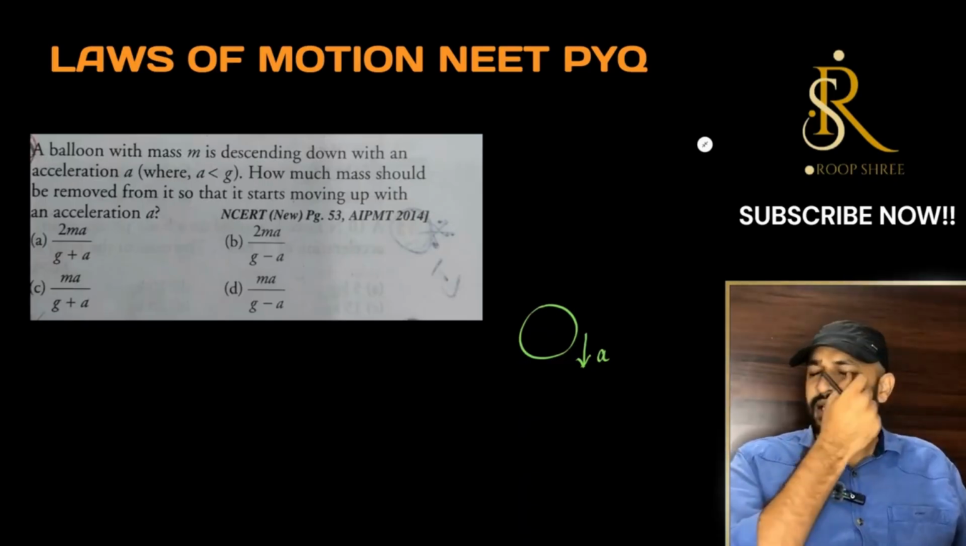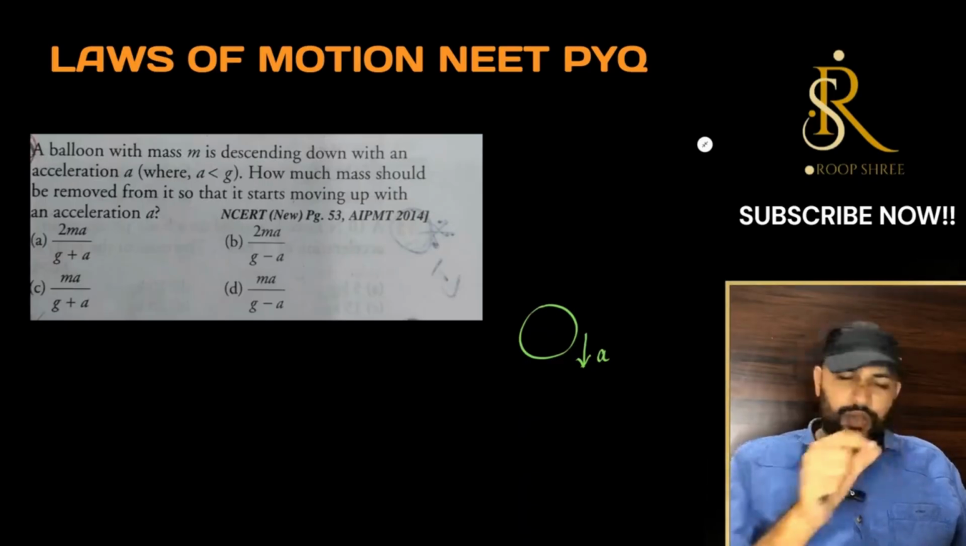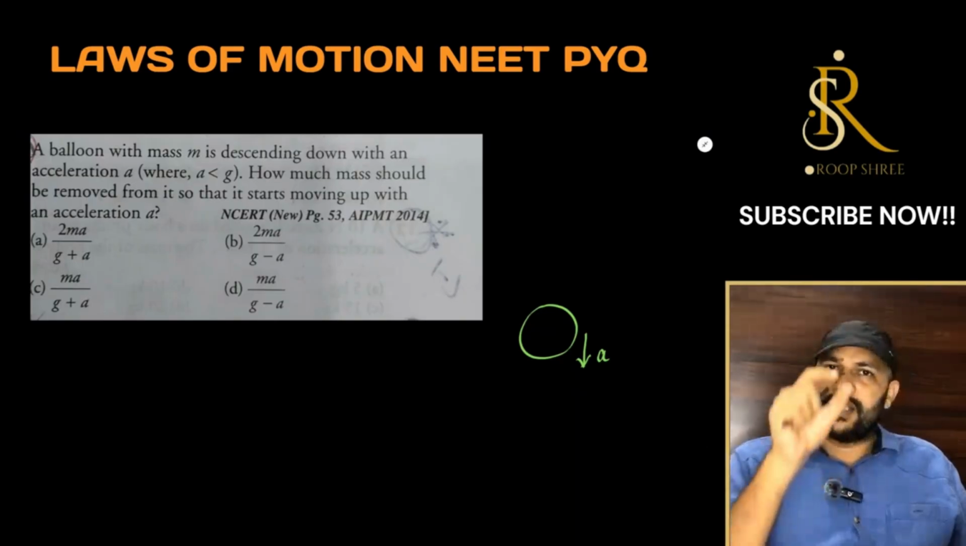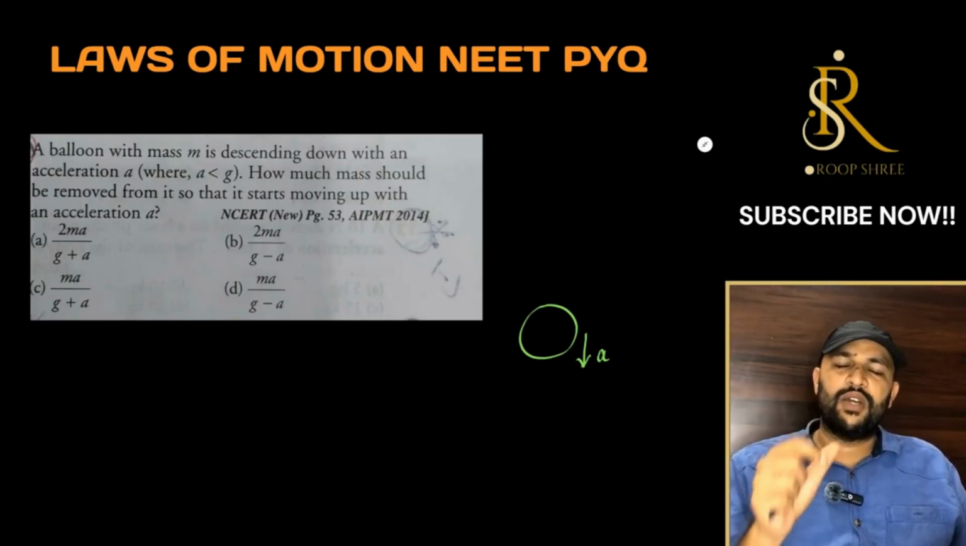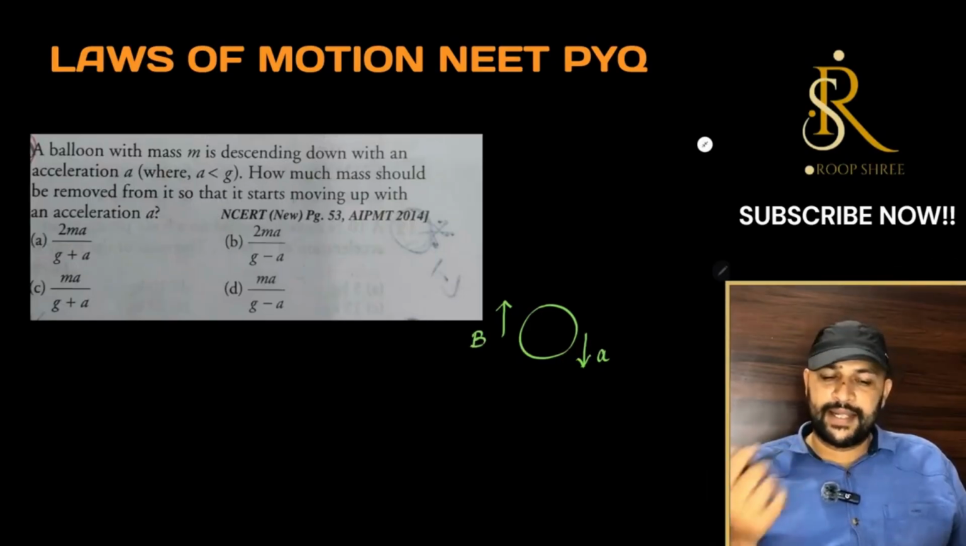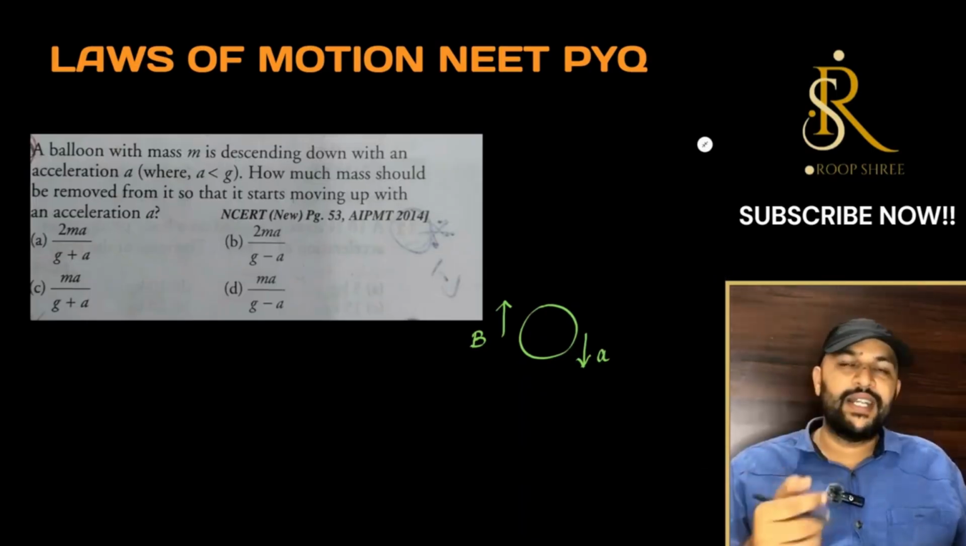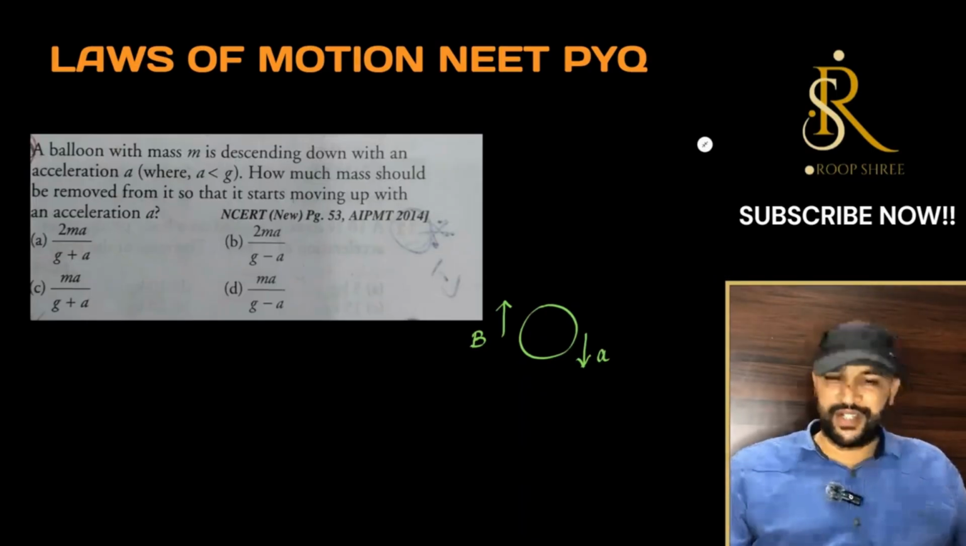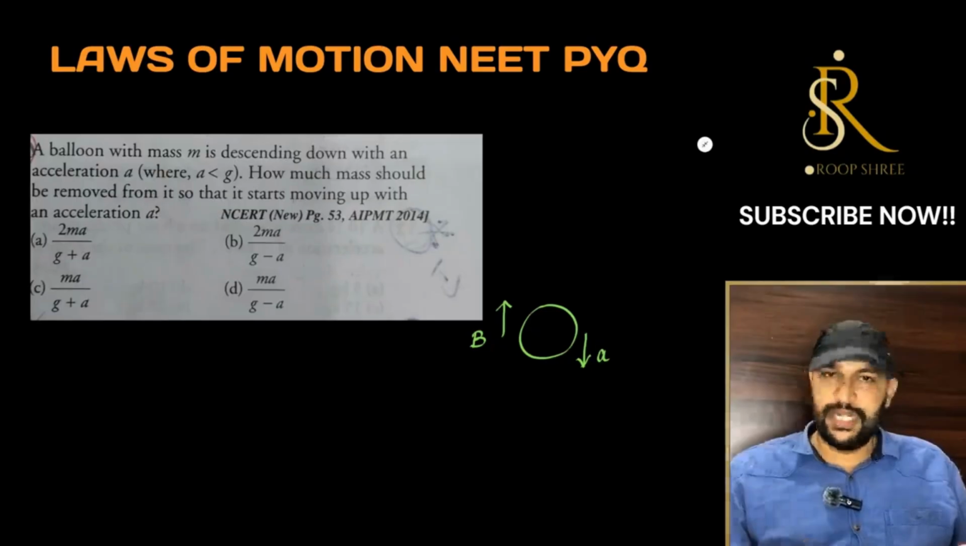Let's break this problem down. If this is our balloon and it is descending down, it is descending because of the weight. The weight is downward, and the buoyant force is acting upward. The balloon goes up because of the buoyant force. Let's call it B. If the weight is greater than the buoyant force, the balloon will descend. If the buoyant force is much greater than the weight, then of course it will lift up.